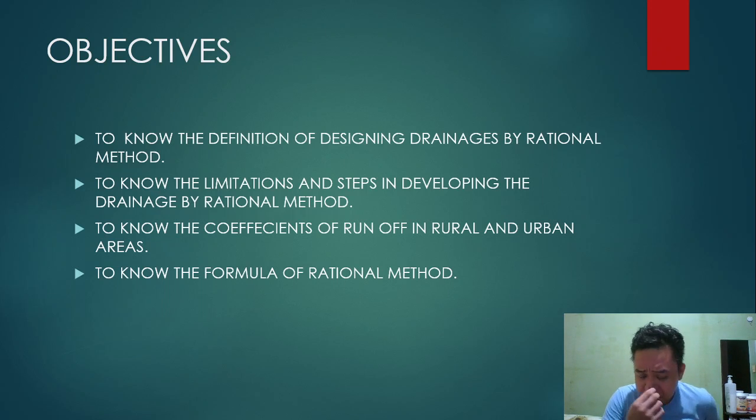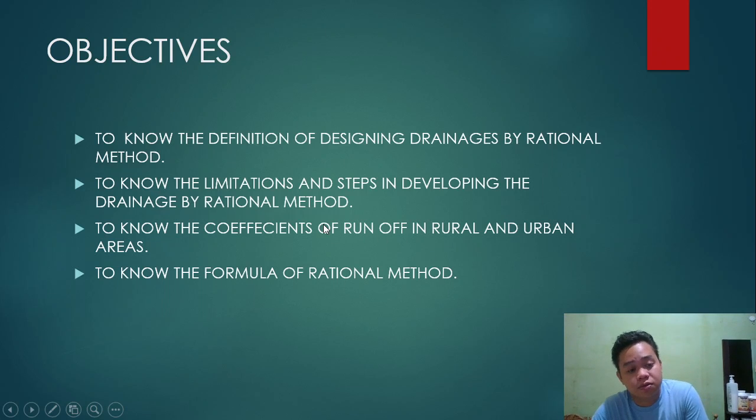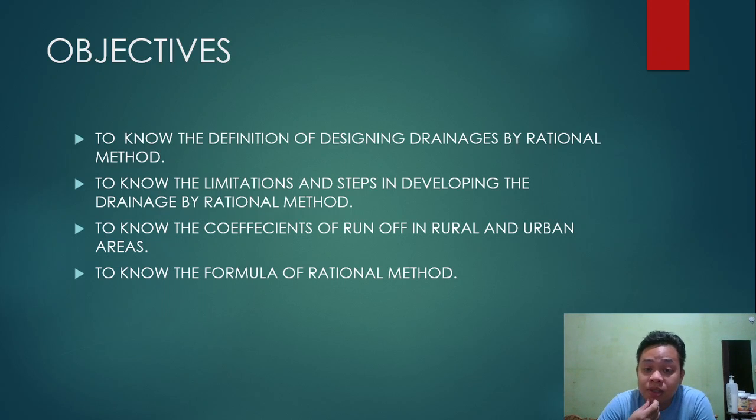So there are considerations and limitations in developing this kind of design. Next is to know the coefficients of runoff in rural and urban areas. So there are tables and charts as the basis for this runoff in rural and urban areas. Later on we'll discuss that because there are sample problems given. So the table is very useful in this topic. And last is to know the formula of the rational method.